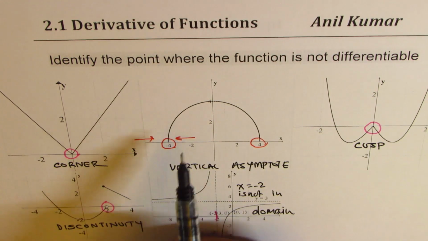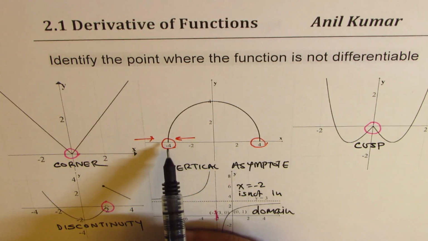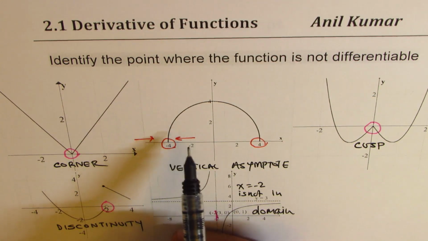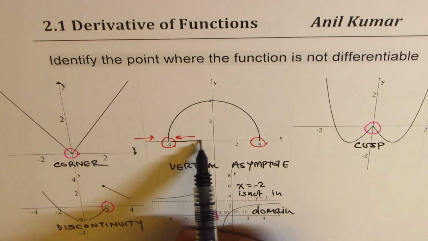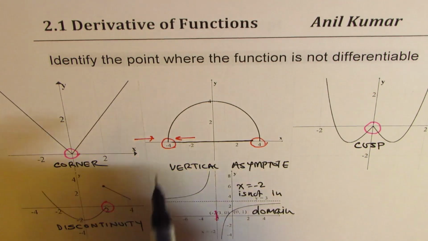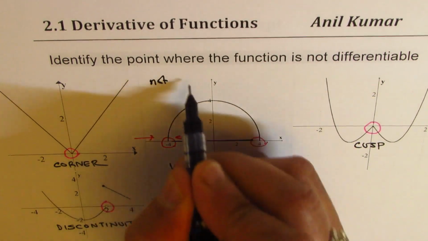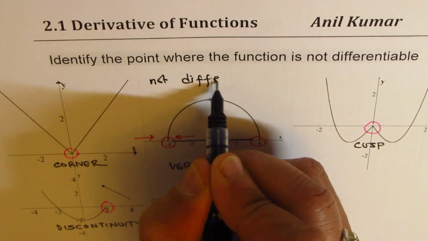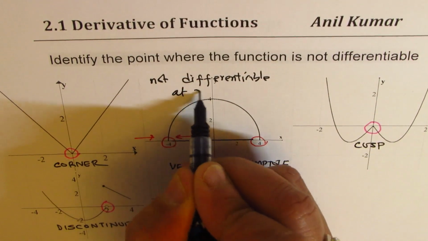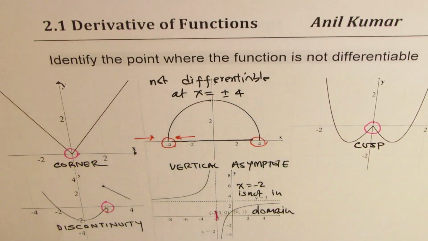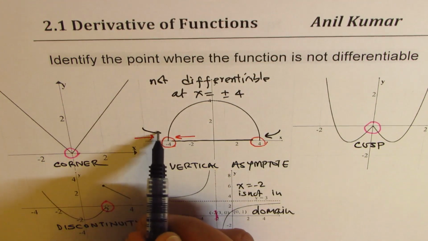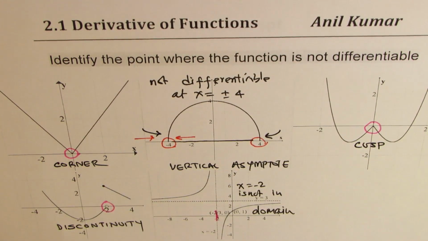So whenever you have a starting point of a function, then you can say it is differentiable in between, but not at ±4. So it is not differentiable at x equals ±4, right? Because you cannot approach from the outside, that is the whole idea, right?